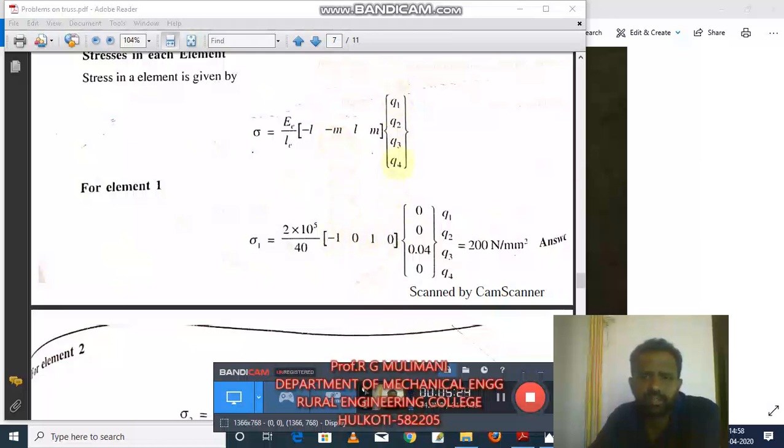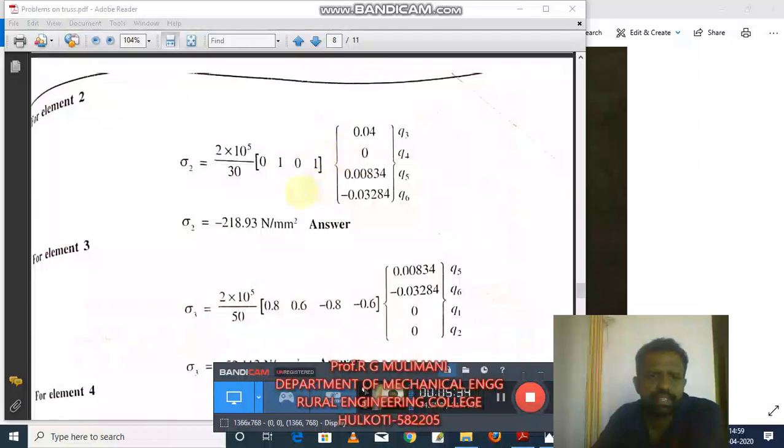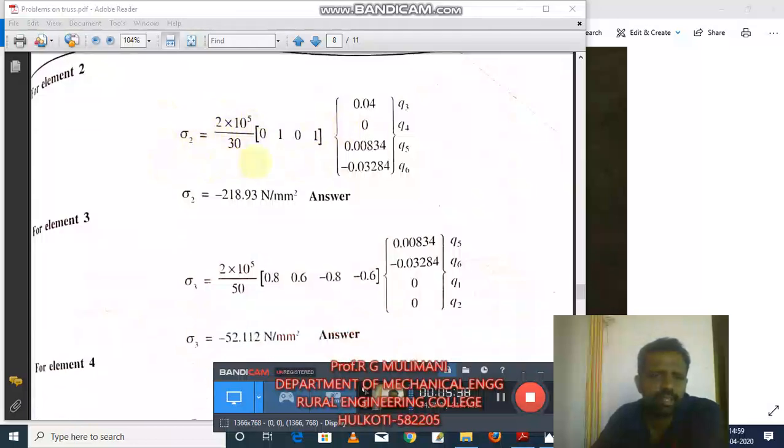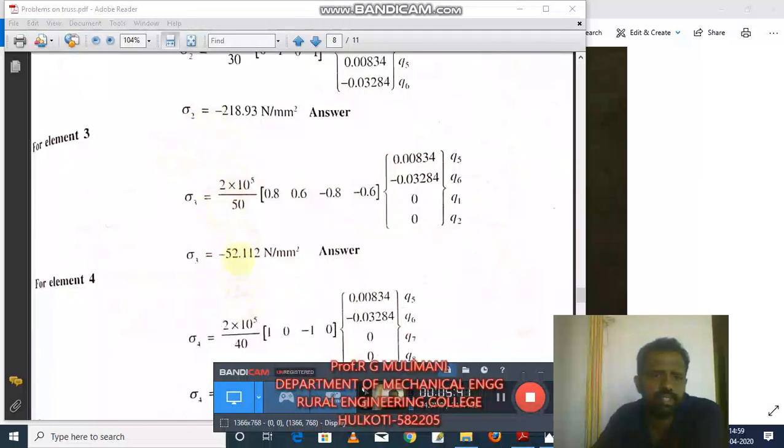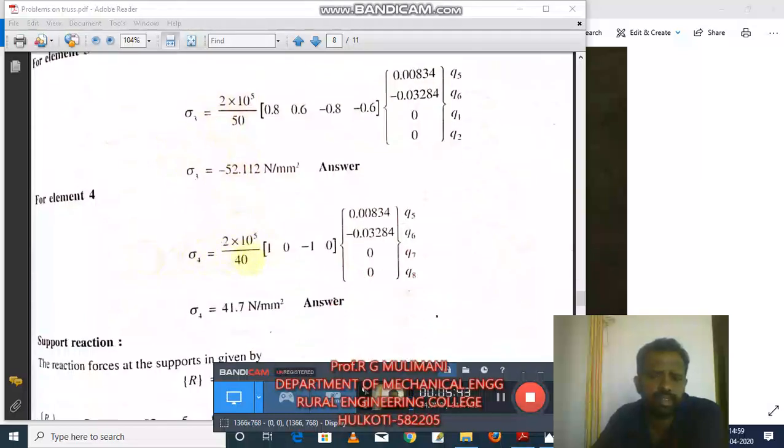What are the degrees of freedom? For element 1 it is Q1, Q2, Q3, Q4. Q3 is already calculated here. You substitute and find the stress value. In a similar fashion, you find all the stresses for the remaining elements, sigma 2, sigma 3, sigma 4. This is the length of the element. This 1, 0, minus L, these are the direction cosines.